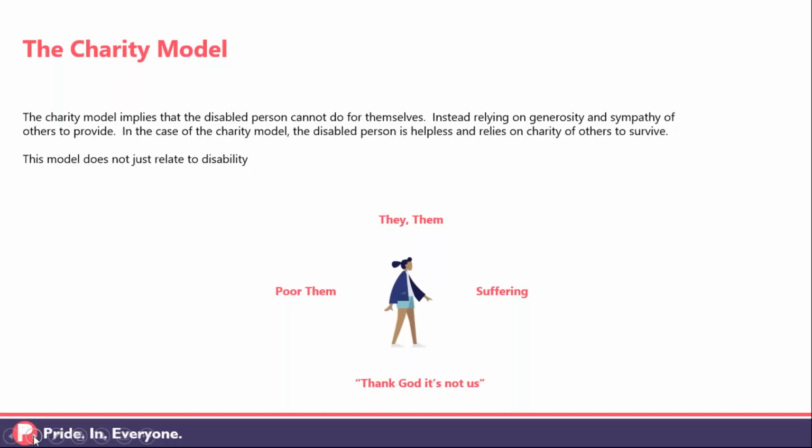This model does not just relate to disability. So you may have seen this, I would be surprised if you haven't, on television ads for donations to charities like Oxfam. They have black and white photos where they have sad music and then uplifting music at the end when they're given like £5 to live off for the next year, and it's all because the kindness of the British people have donated money for this to happen.